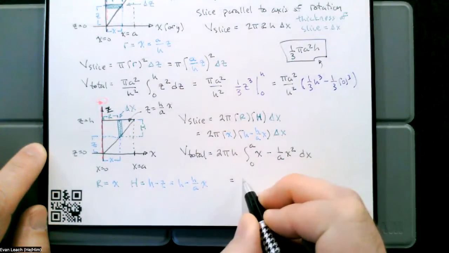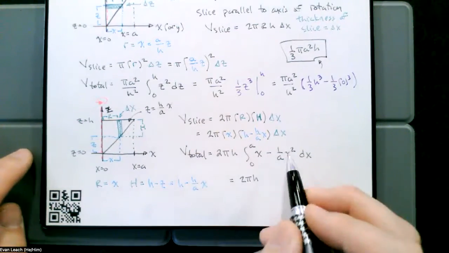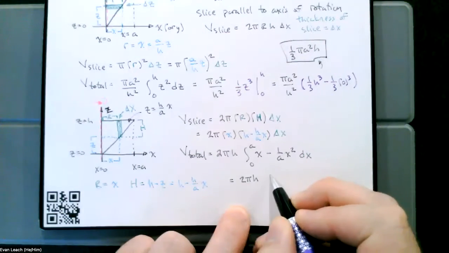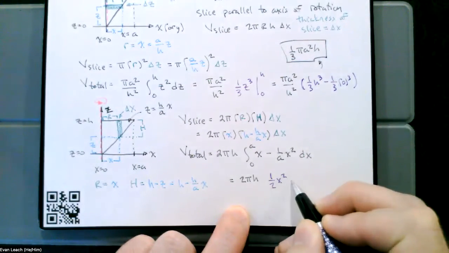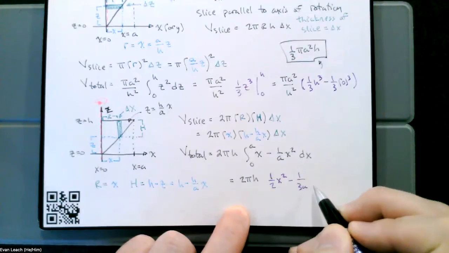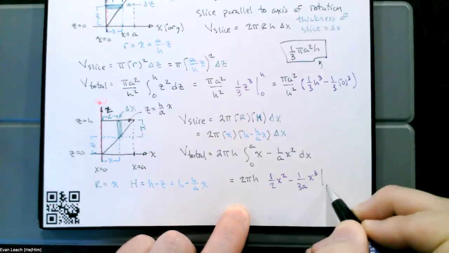So I still have 2 pi h. Then the integral is going to be a 1/2 x squared minus 1/3a x cubed, evaluated from 0 to a.